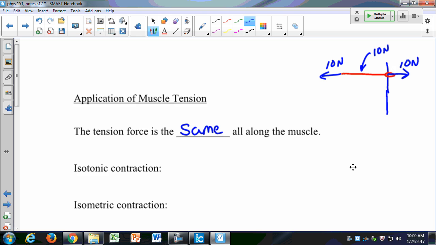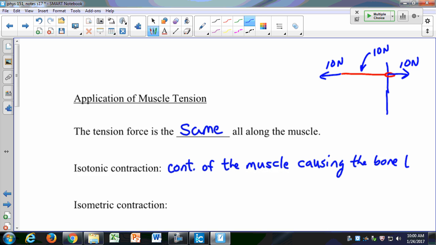We have a couple of different contractions we talk about in the body. The isotonic contraction. This is a contraction of the muscle that causes the bone to move. And then the isometric contraction does not cause the bone to move.